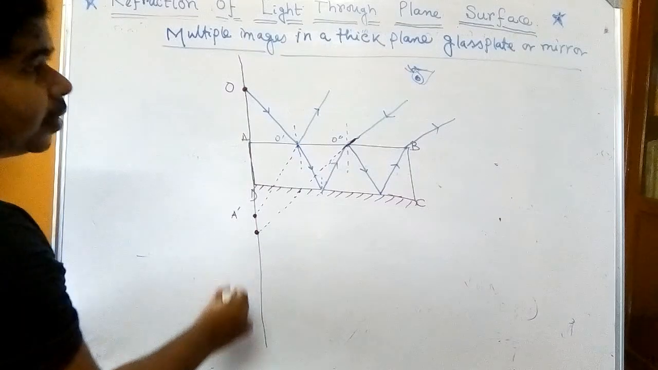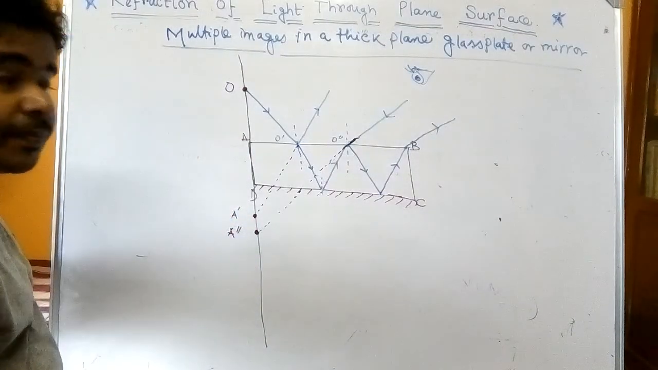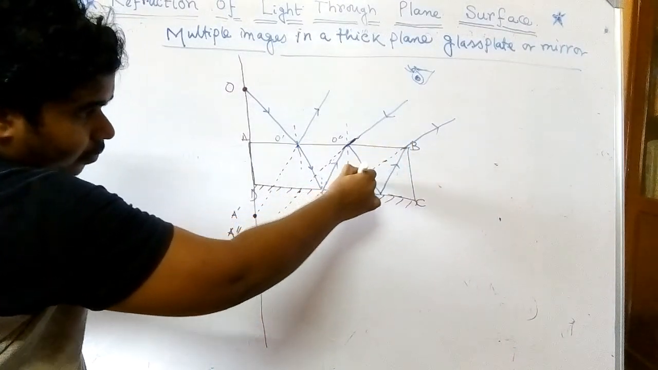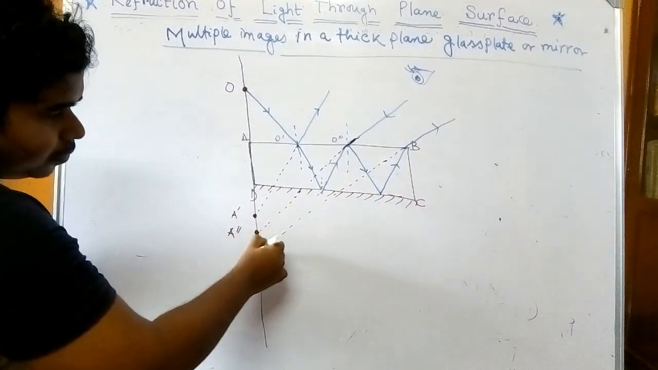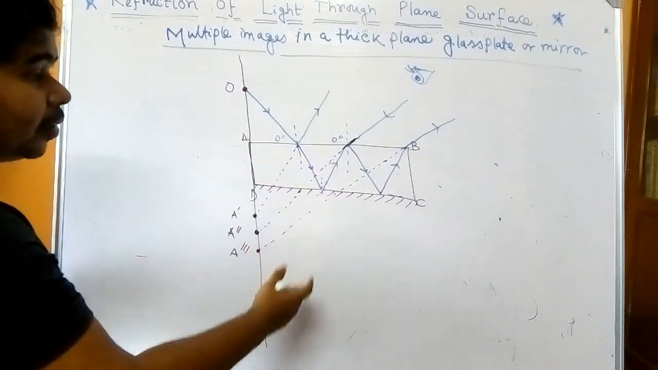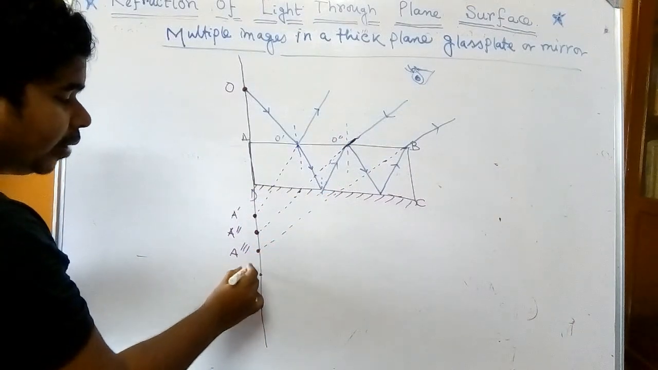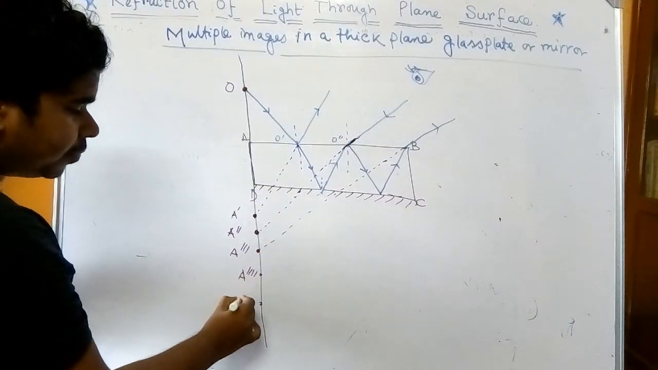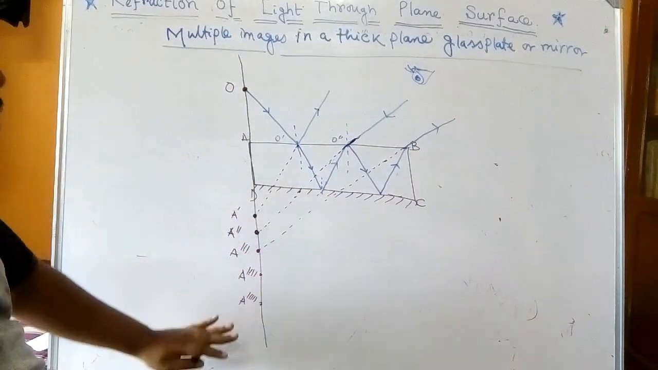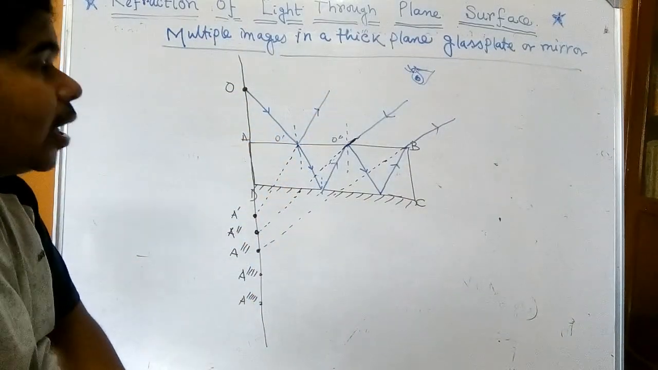In this point, we will see another image of the same object. If I extend this line, we can see another image. The same, if we have taken another light ray also, we will see multiple images here. Okay, so just like continuous multiple images we have seen in the case of a thick plain glass plate.